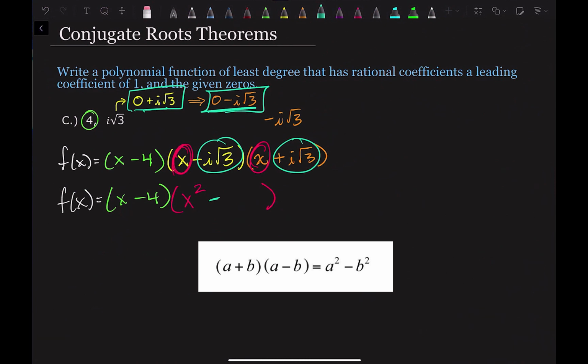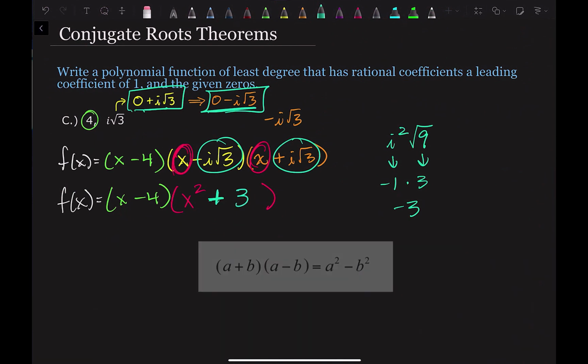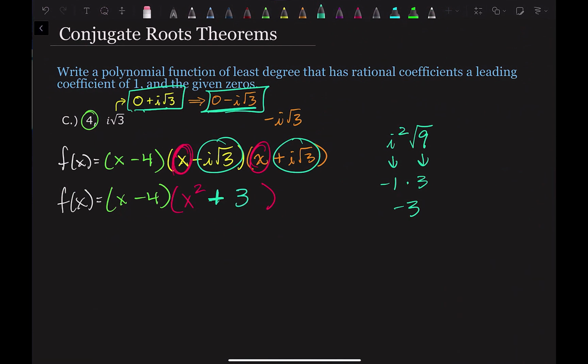So i squared is i squared. Root 3 squared is like root 9. That becomes a negative 1. That one becomes a 3. Negative 1 times 3, of course, is negative 3, so it'll be minus a negative 3, or plus 3. Maybe I need to write that out. Minus a negative 3, which in the next step is going to be x squared plus 3. And now it's just a matter of multiplying together x minus 4 and x squared plus 3.